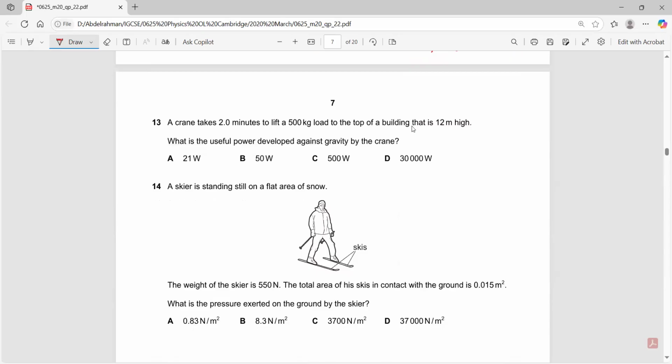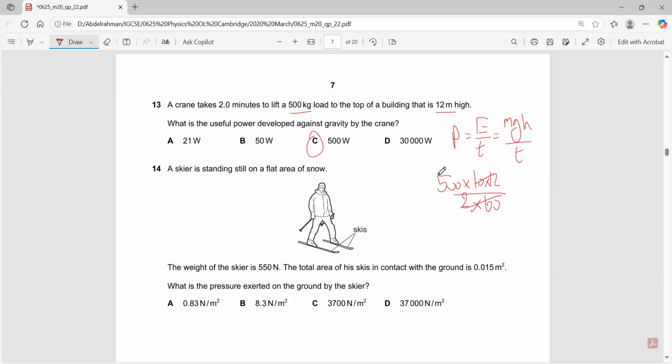A crane takes 2 minutes to lift a 500 kilogram load to the top of a building that is 12 meters high. What is the useful output? So the power would be equal to the energy over time, or mgh, because this is the gravitational potential energy, over the time. 500, again, times 10 because it's much easier. But in your actual exams, you should use 9.8. 500 times 10 times 12 divided by the time, which is 2 minutes, but you have to multiply it by 60 to find it in seconds. So 2 times 60, 10 times 12, these will cancel out, so it's 500 watts.